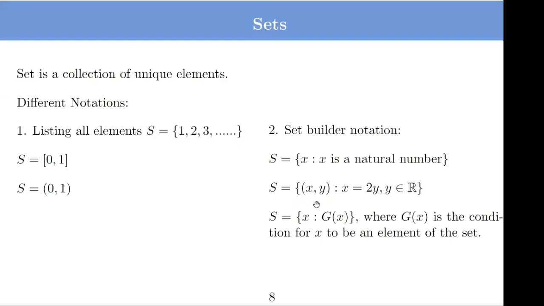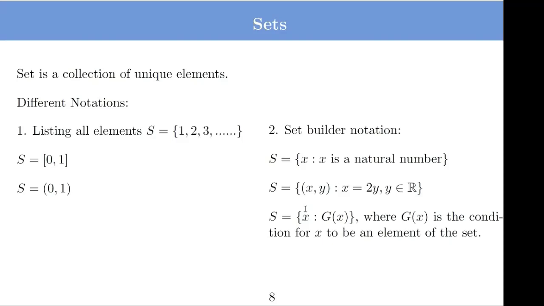Similarly, I can say S is made from a pair (x, y). Each element has two numbers, x and y, and x is equal to 2y. So all the elements which are pairs such that the first element is the double of the second element make this set. Right. If you realize, writing every element of this set is really difficult, but this way it is easier to understand.